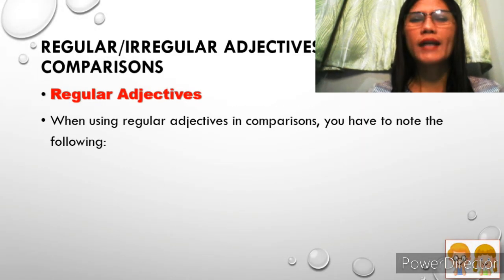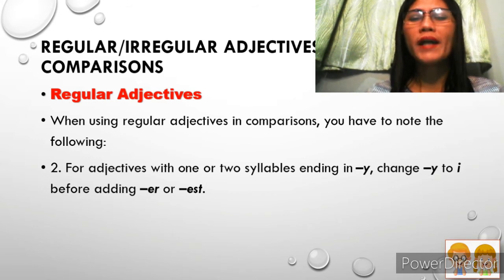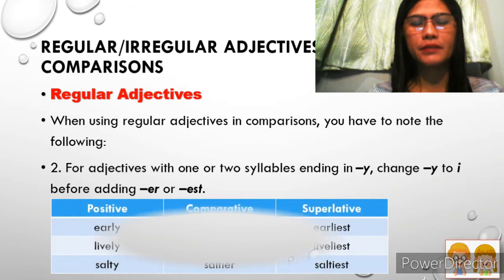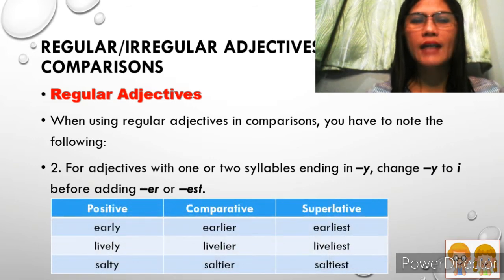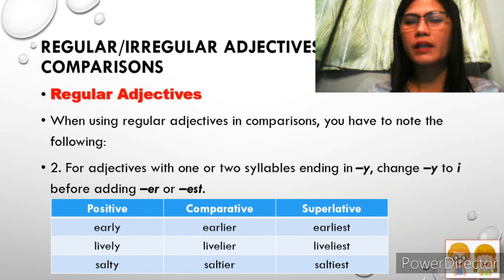Next, for regular adjectives with one or two syllables ending in Y, change Y to I first before adding ER or EST. For example, early is an adjective that ends with Y. Change Y to I, then add ER, that becomes earlier in the comparative form, then EST in the superlative form, that becomes earliest. Lively, livelier, liveliest. Salty, saltier, and saltiest.